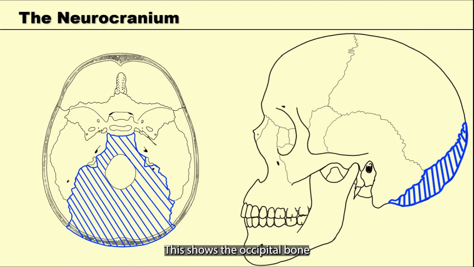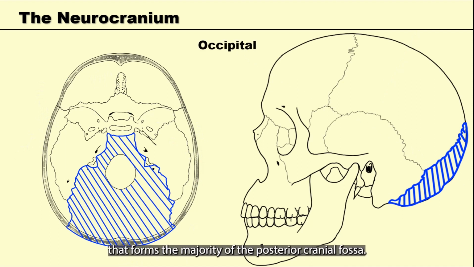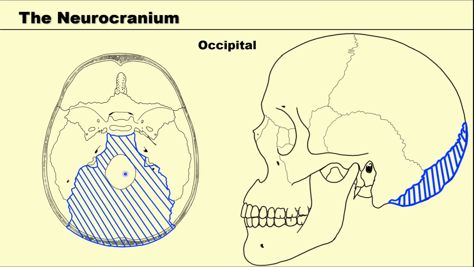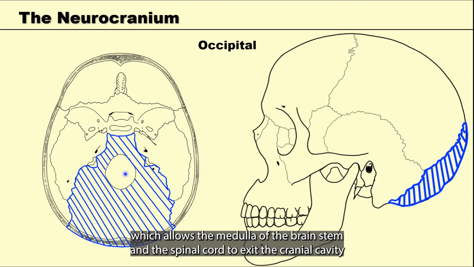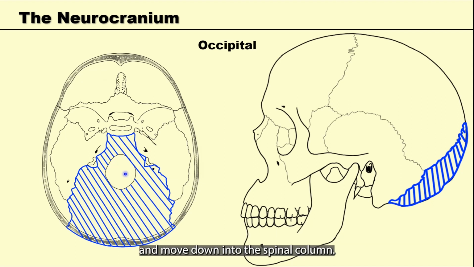This shows the occipital bone that forms the majority of the posterior cranial fossa. So this is the area where most of the posterior brain and the cerebellum will sit. This bone has a huge hole in it, called the foramen magnum, which allows the medulla of the brainstem and the spinal cord to exit the cranial cavity and move down into the spinal column. Thankfully, there are only two more bones we're interested in today, for which we'll move on to now.